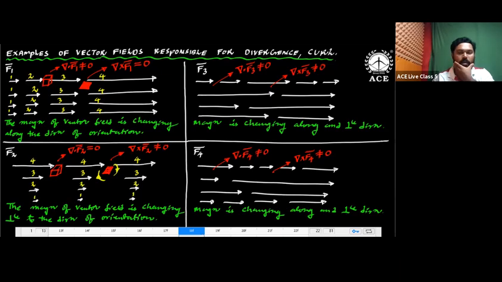Okay, see here. F3 and F4 are having both curl and divergence, but as far as F3 and F4 are different, their set of curl and divergence will be different. F3 and F4 may have the same curl, but they'll differ with the divergence. If they have the same divergence, they'll differ with the curl.